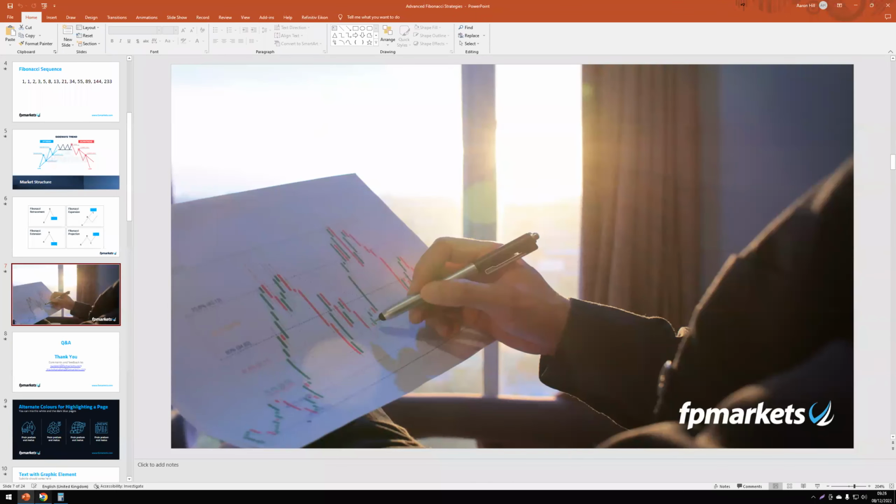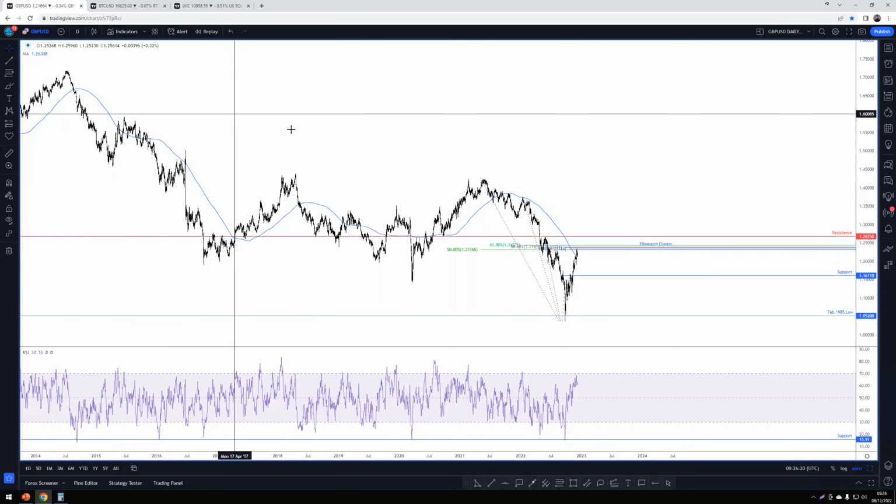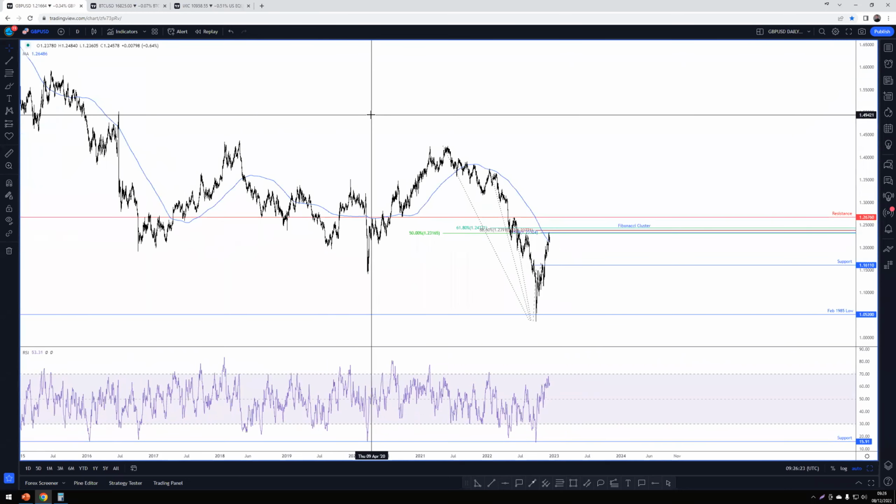Whoops, I shouldn't have done that. Sorry, guys. So, all right, this is the pound dollar on the daily time frame.